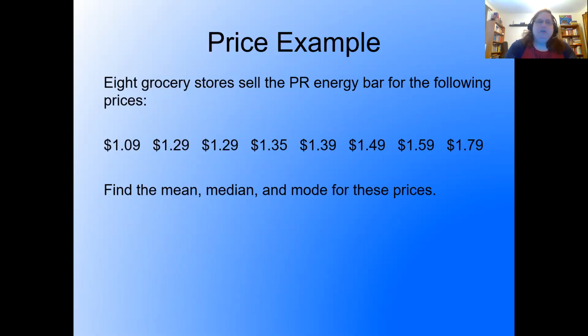Now, here again, we have an example where you can take some time to figure out the answer and then come back to the video. I recommend that. We have 8 grocery stores that sell the PR Energy Bar for the following prices: $1.09, $1.29, $1.29, $1.35, $1.39, $1.49, $1.59, $1.79. I ask that you find the mean, median, and mode for these prices. So remember the rounding rule, particularly for the mean. Go ahead and figure out these answers, and I'll be back in a second.